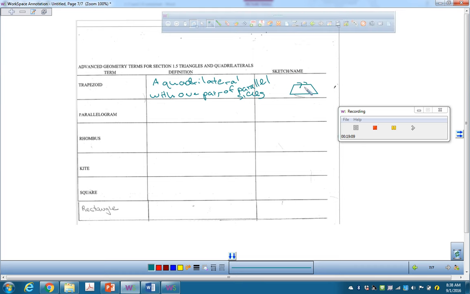And then trapezoid. Who's got a definition? That was Cooper, right? Who's got a good definition of a parallelogram? How about a girl? Kate. A quadrilateral with 2 sets of parallel lines. Very nice. So that's a quad with 2 pairs of parallel sides.